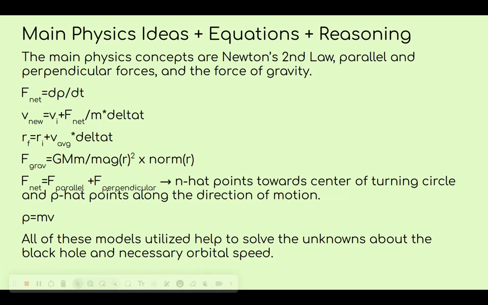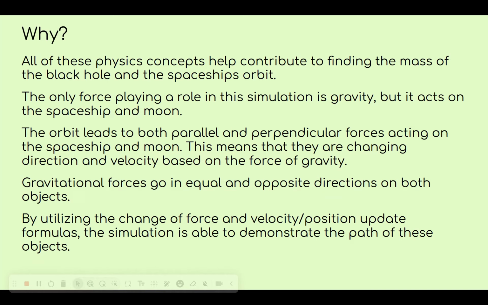The next equation shows the components of the net force. Parallel force changes velocity and perpendicular force changes direction. The last equation demonstrates how to solve for momentum. Why? All these physics concepts help to contribute to finding the mass of the black hole in the spaceship's orbit.